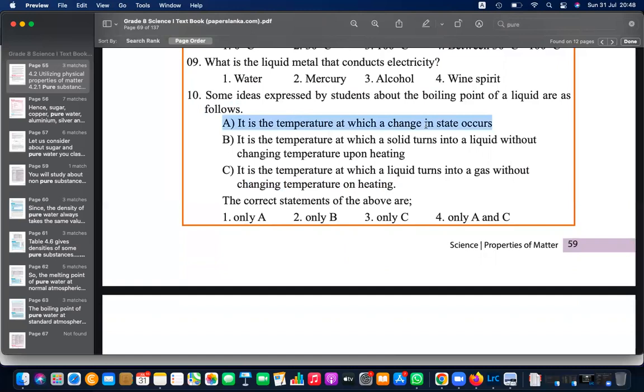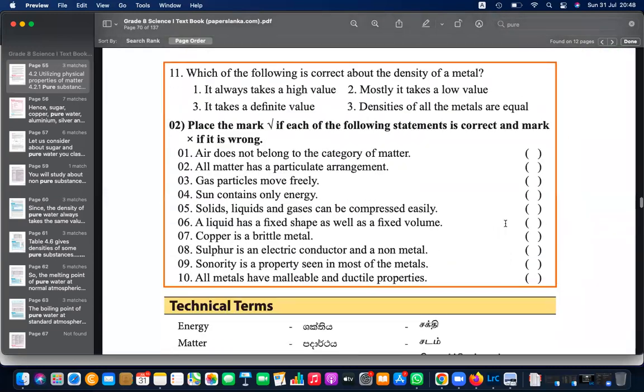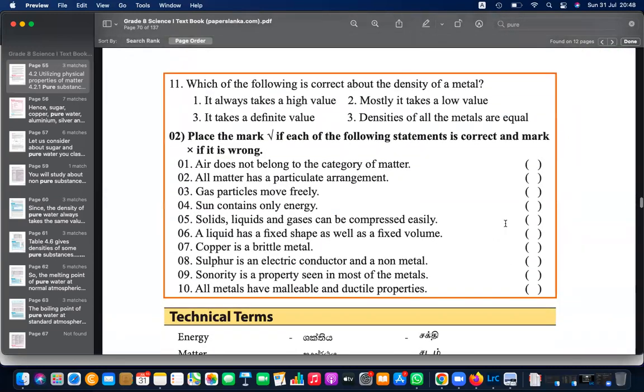And the temperature at which the change in state occurs, correct? And this is the state change. So the fourth one is the answer here. Question number 11. Which of the following is correct about the density of a metal?